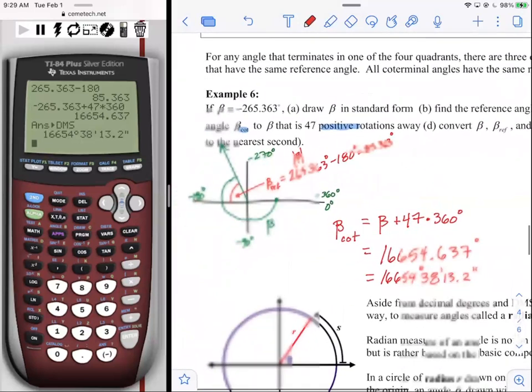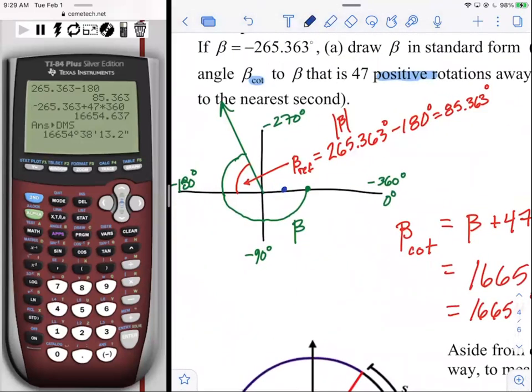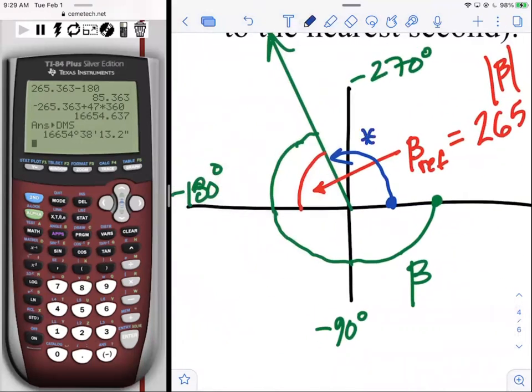Now let's do one last thing. I should probably add this too here. Let's go ahead and find the angle that's in our comfort zone. This is the one that I'm always going to be interested in, aside from the reference angle. What is the positive angle between 0 degrees and 360 degrees that gets me to that same terminal ray? That's the one that we have the most appreciation for. How can I find it? Well, first of all, let's name that. Let's name that alpha.